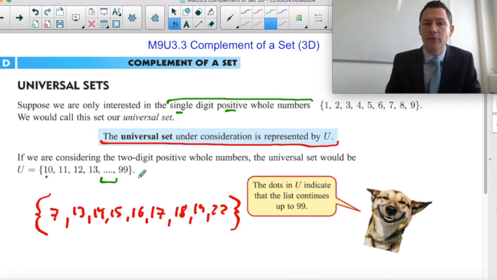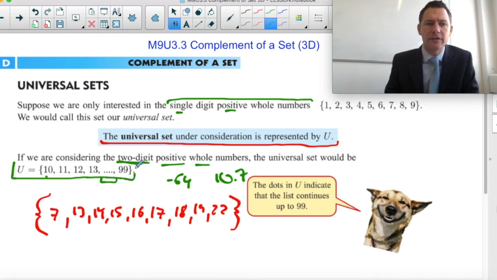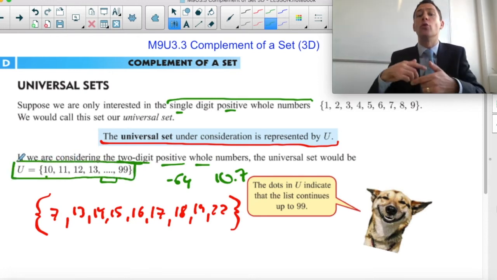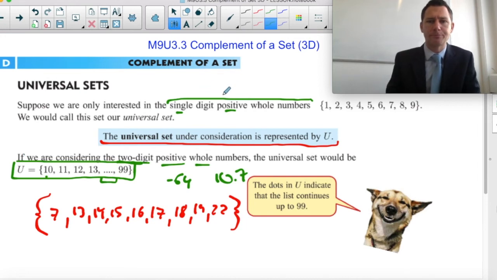But we don't go into 100 because it's no longer 2-digit. We don't go into 9 because it's no longer 2-digit. We don't say negative 64 because it's no longer positive. We don't say 10.7 because it's no longer whole. So this is the universal set that we want to work with, and then we go do other things. Cool? Put any of that into your notes that you need.